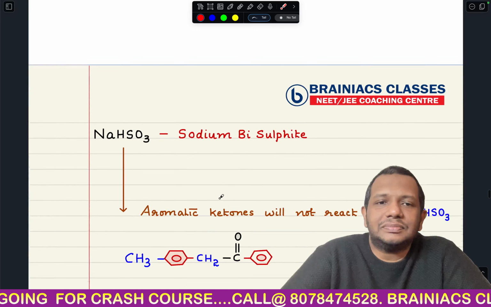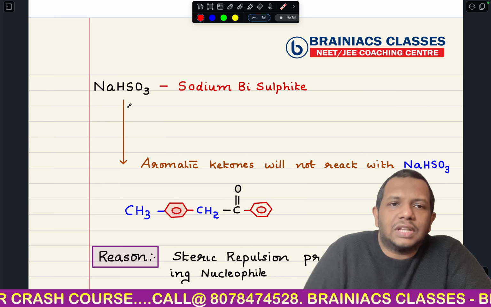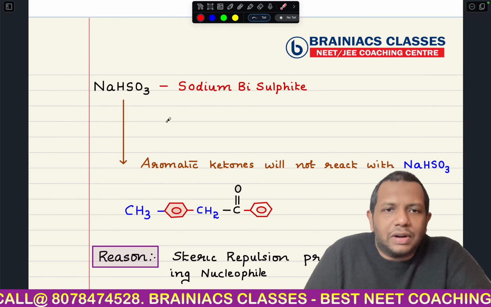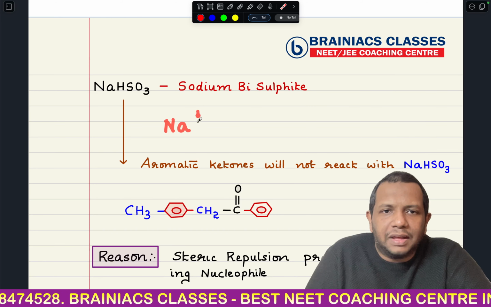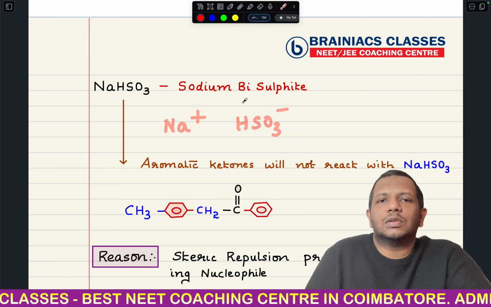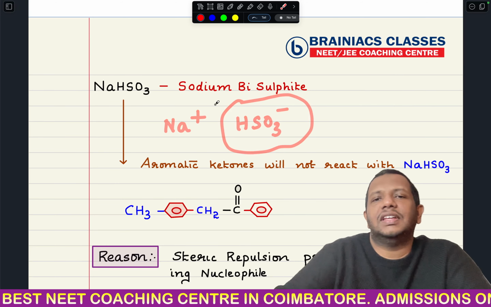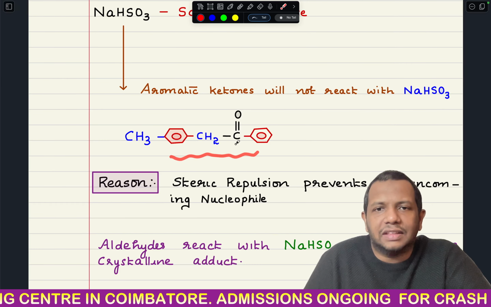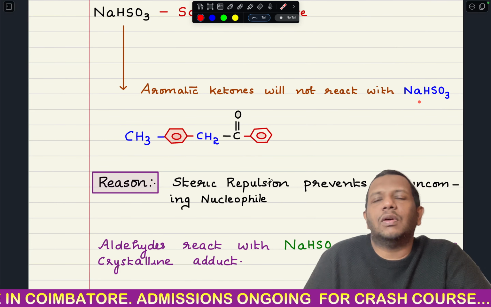Listen here. NaHSO3 is called sodium bisulfite, and on ionization this will give you Na plus and HSO3 minus. So this is a bulky nucleophile, you can see here. And please remember, in the options you are given an aromatic ketone like this. So I can easily say this will not react with this.